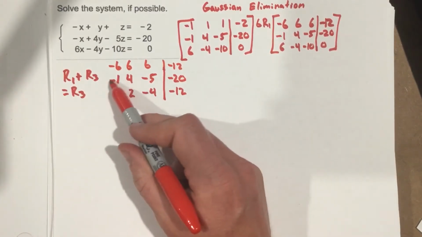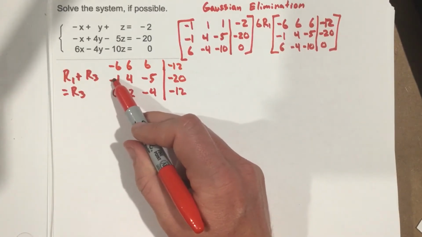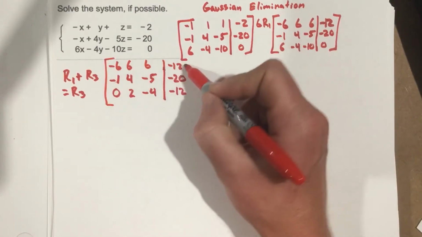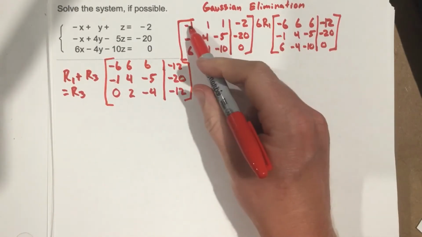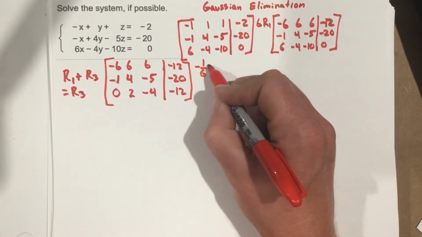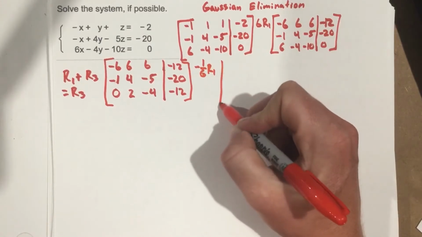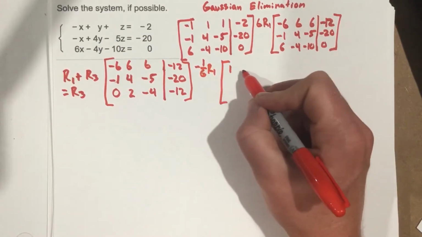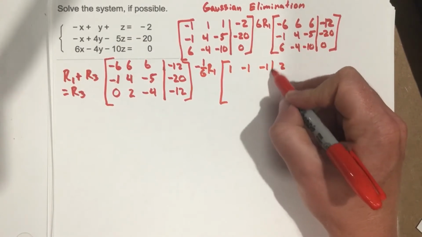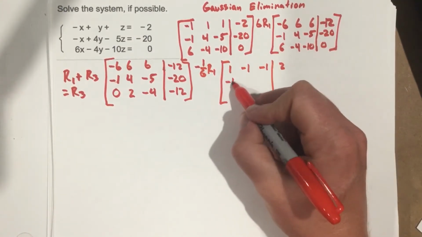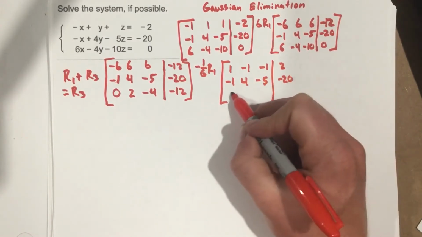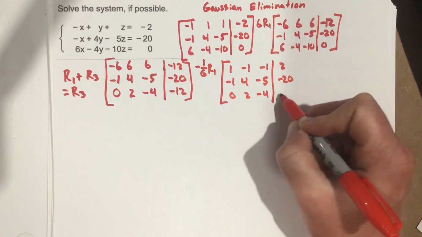Now I'm going to cancel this middle row right here. So in order to do that, I'm just going to take the top row and move it back to what it was originally. Well, sort of. It was -1 originally. I'm going to take this times -1/6 on the top, row 1. And when you do that, you end up with 1, -1, -1, 2. And we end up with -1, 4, -5, -20, 0, 2, -4, -12.